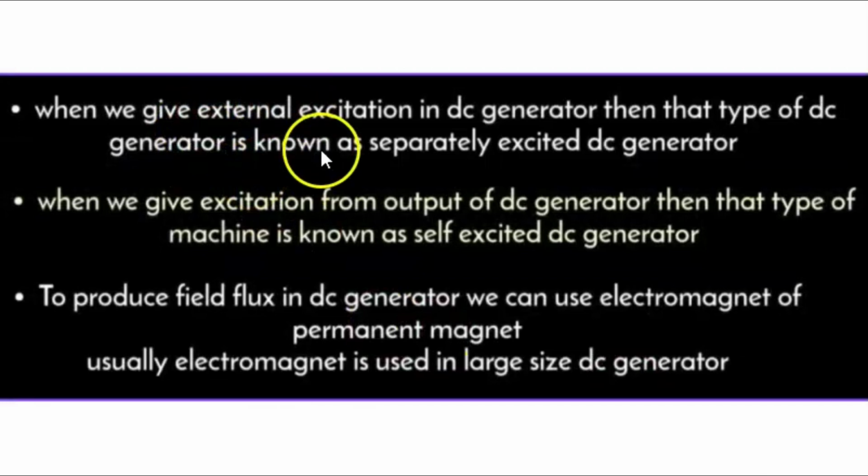Now, when we give external excitation in a DC generator, that type of DC generator is known as a separately excited DC generator. When we give excitation from the output of the DC generator, that type of machine is known as a self-excited DC generator. To produce field flux in a DC generator, we can use an electromagnet or a permanent magnet. Usually, an electromagnet is used in large size DC generators.